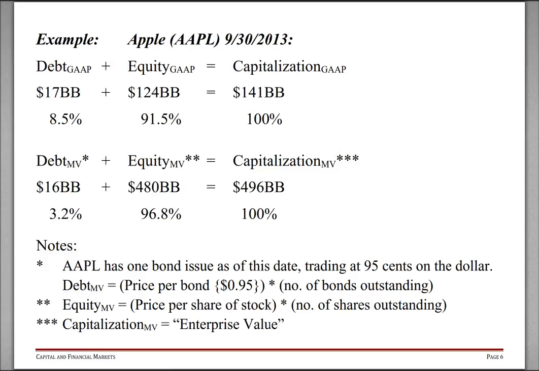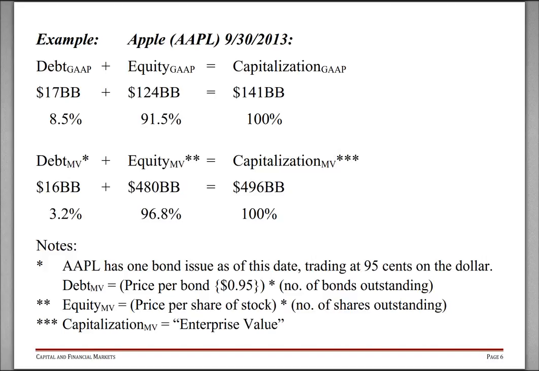So now let's look at an example, which I think should make these things a little more clear. Let's look at Apple Corporation as of 9/30, 2013. If we looked at its accounting financial statements, we would see that its debt was 17 billion. We would find that on its balance sheet. Its GAAP equity, its accounting equity, which is not really market value of equity, was at the time 124 billion. And we add those two up and we'd say that is the firm's capitalization on a financial accounting or GAAP basis. So that would be 141 billion.